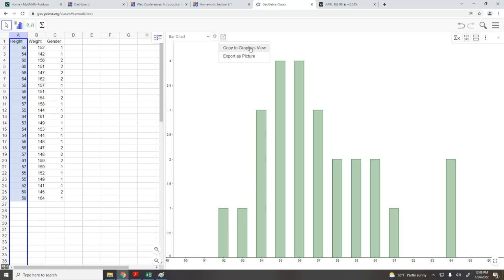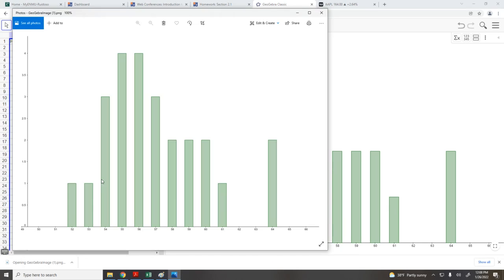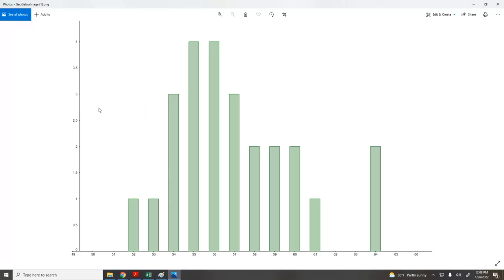Copy to draw. What does that mean? Export it as picture. Let me see how it looks like. Okay, it looks like this. That looks fine, and you can just copy and paste it in Microsoft Word and later on write down the title, what goes in the x-axis and what goes in the y-axis and so on.